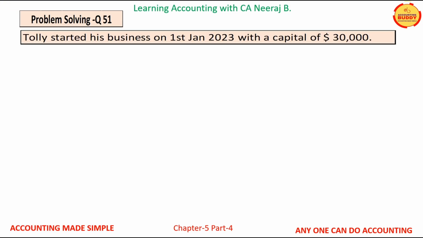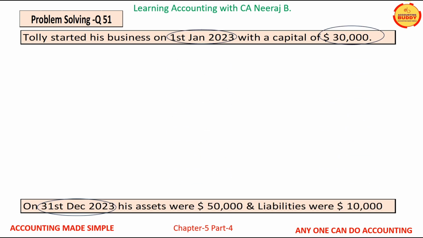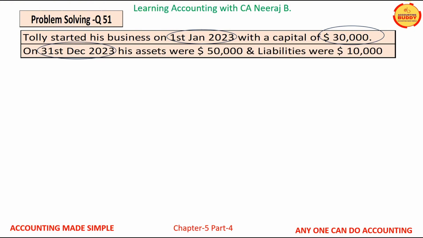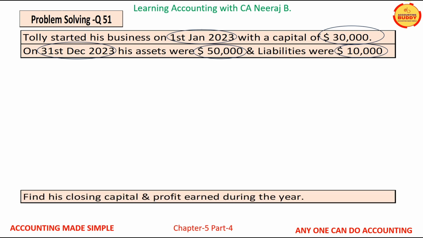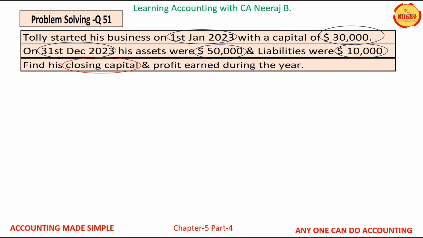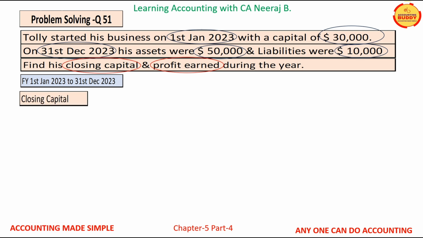Tuli started his business on 1st of January 23 with a capital of $30,000. On 31st December 23, his assets were $50,000 and liabilities were $10,000. Find out his closing capital and profit earned during the year. Now from the above information, it is clear that the accounting year is from 1st of January 23 to 31st of December 23. Let us first calculate closing capital.